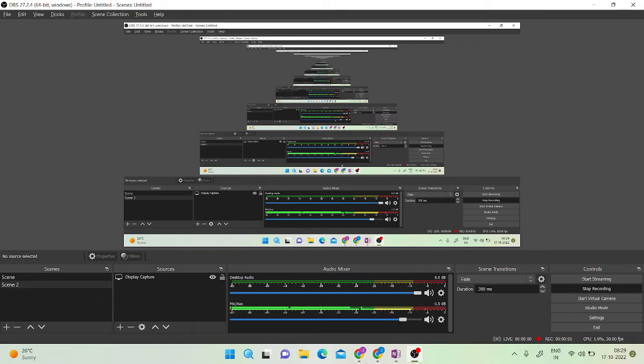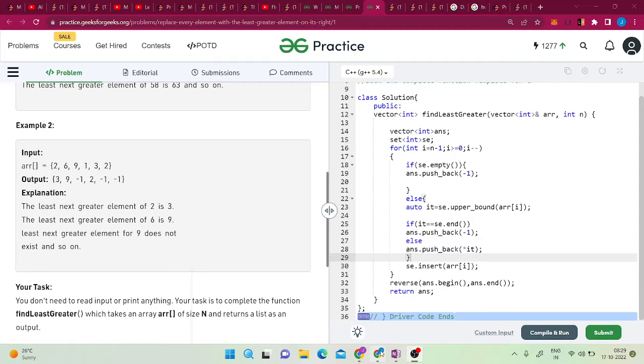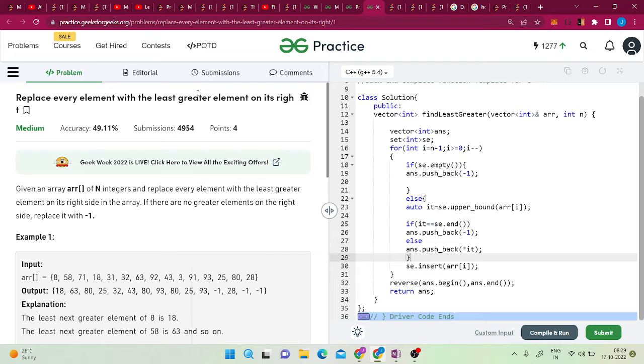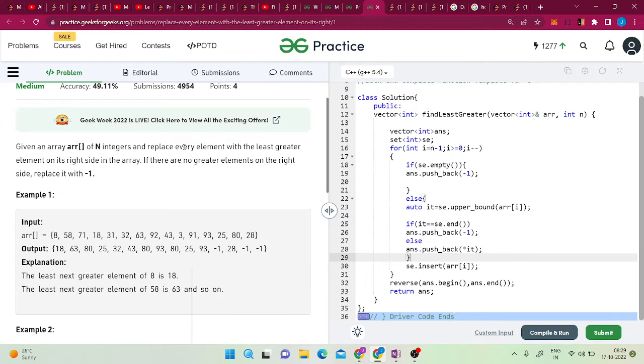Hello friends, in today's video we will solve Geeks for Geeks problem of the day, which is replace every element with the least greater element on its right. So we are given an array of n integers and we need to replace every element with the least greater element on the right side of the array, and if there are no greater elements on the right side we would replace it with -1.